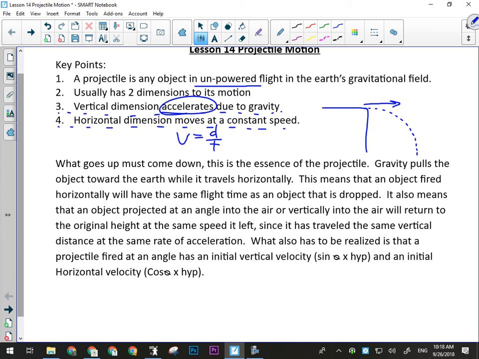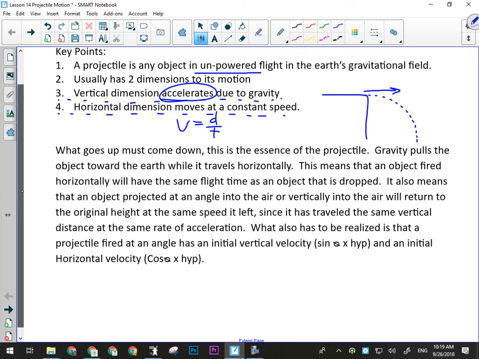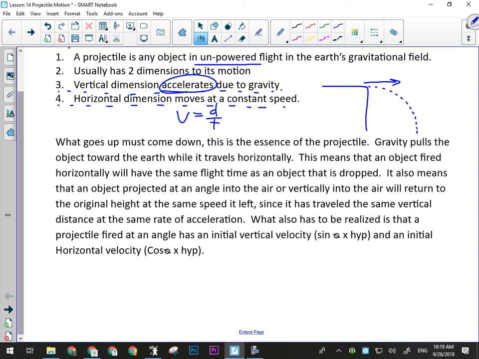All right, so it also means that an object that's projected at an angle into the air will return to the original height at the same speed it left. So if I throw something up in the air in the perfect world and I catch it at the same height I threw it from, it's going to be moving at exactly the same speed when it comes down because it's traveled the same distance up and down. The acceleration has been the same, both up and down. And here, VI would be some number, VF would be, how fast is it moving here at its highest point? 0.